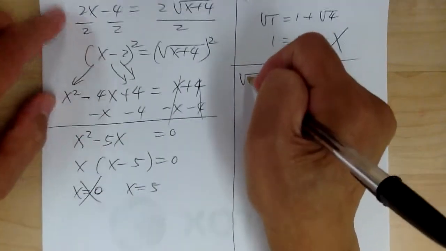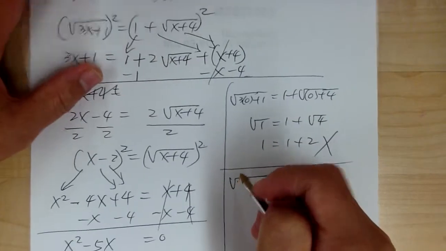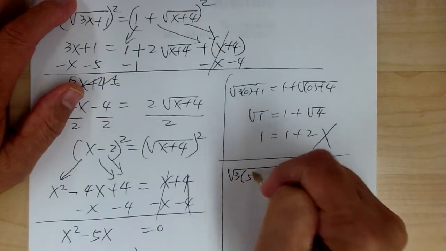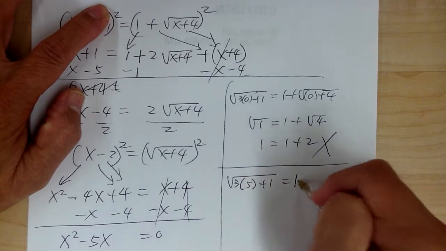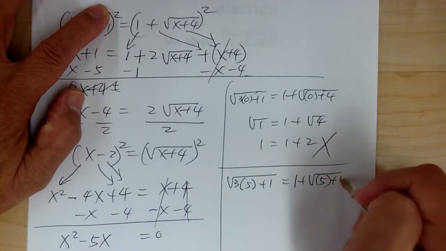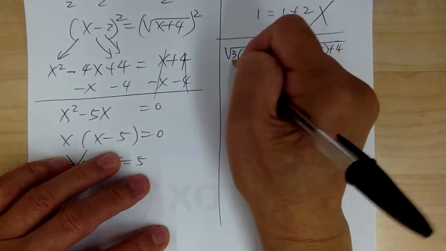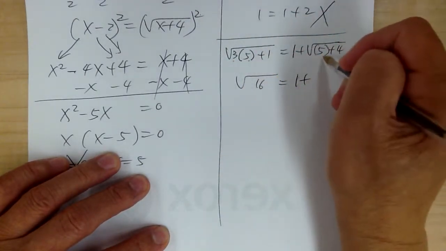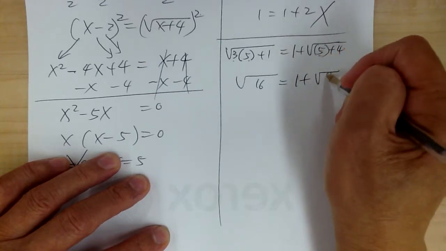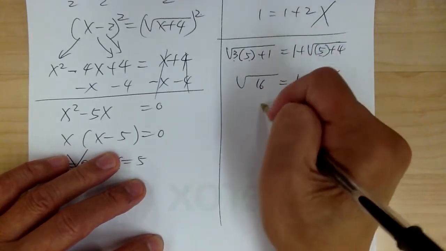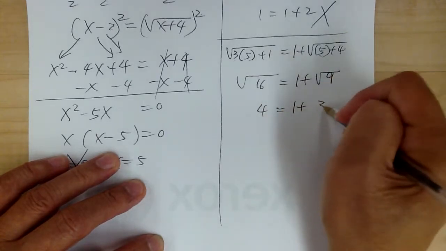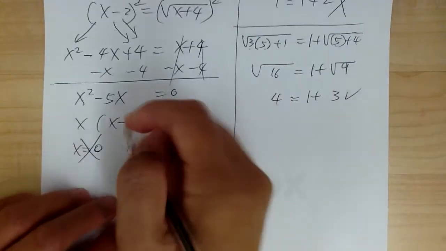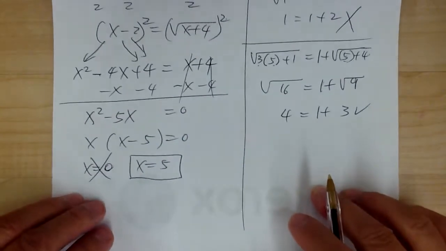So again, go back to your original equation, use your original equation. So I get 3 times 5 plus 1 equal to 1 plus square root of 5 plus 4. Okay? So this one, 3 times 5 is 15 plus 1 is 16. This one, 5 plus 4 is 9. So square root of 16 is 4. Square root of 9 is 3. So 4 equal to 1 plus 3, so yes. So this one is good. Okay, let's go to 26.